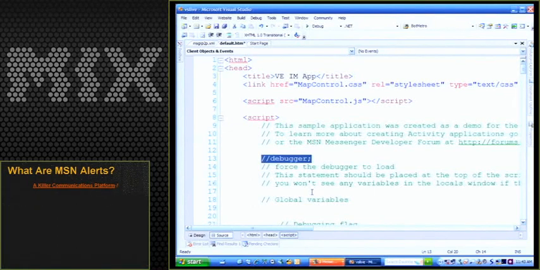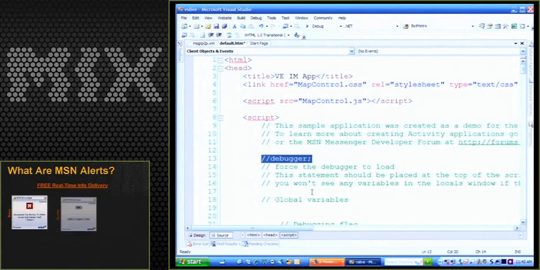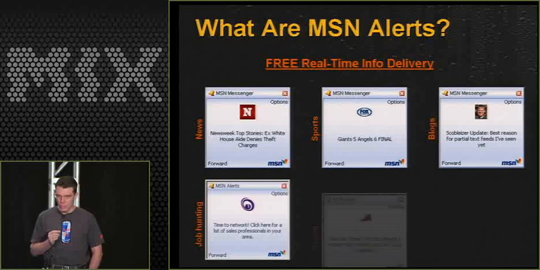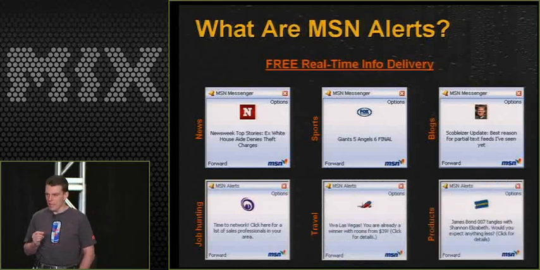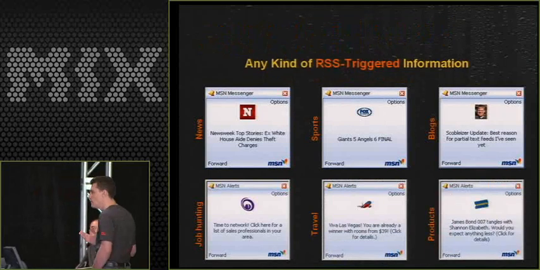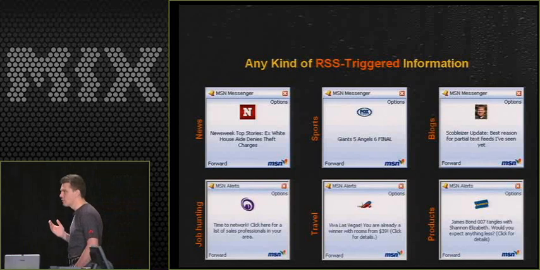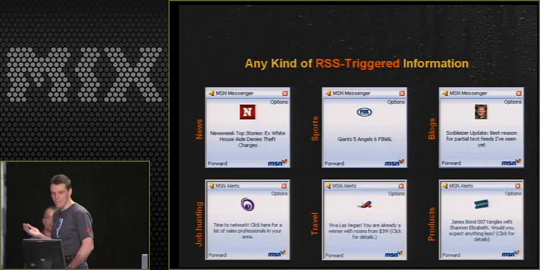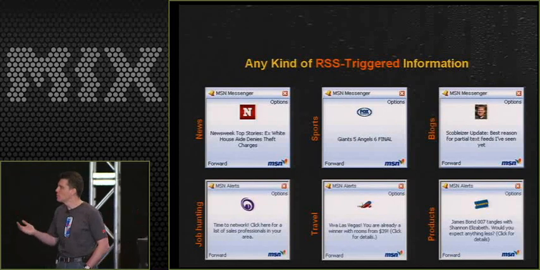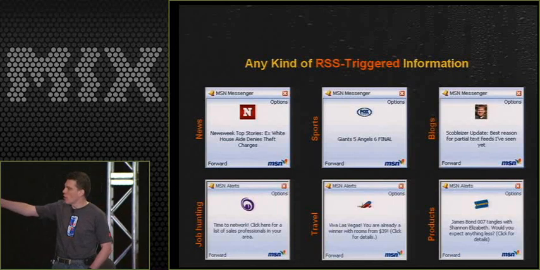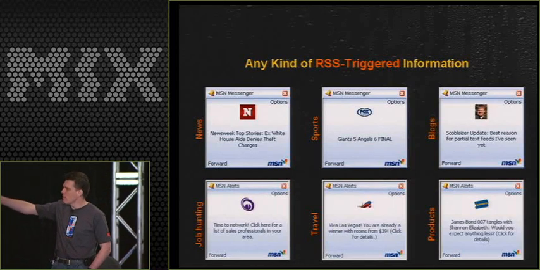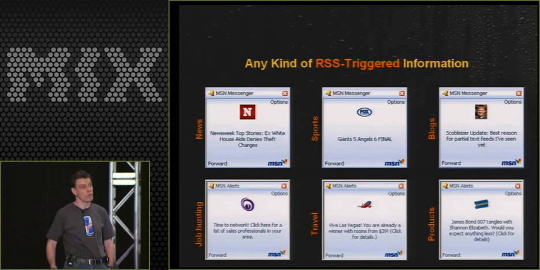So what are MSN alerts? They're a killer communications platform. So they're a platform service. Right? Think of this as another medium. They provide real-time, and this is a really important one, real-time delivery. So as a user subscribes to an alert, from that point there, depending on the type of information they want to receive, and you can see here, it's all RSS-triggered information, any kind. And we have different categories here, news, sports, blogs. We have job hunting here from Monster. We have travel information. We also have product-related information.